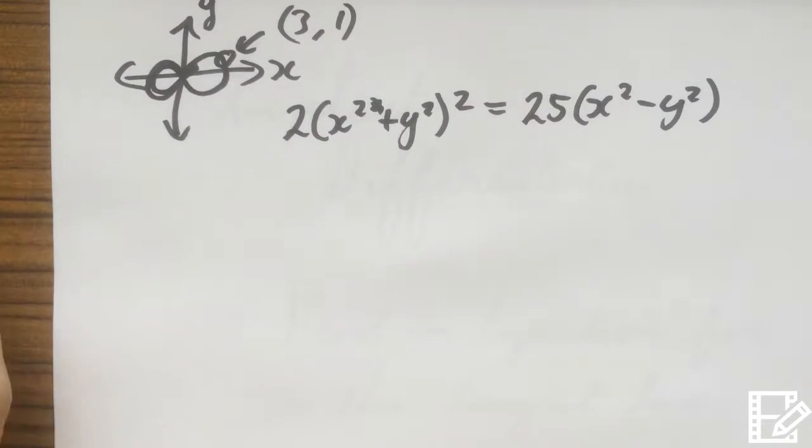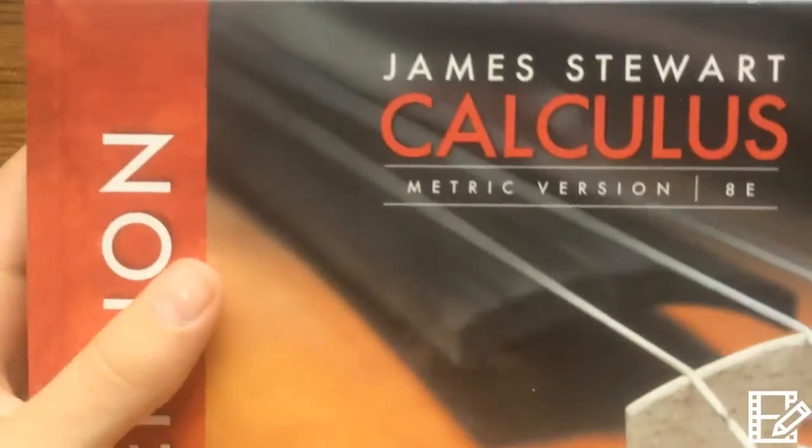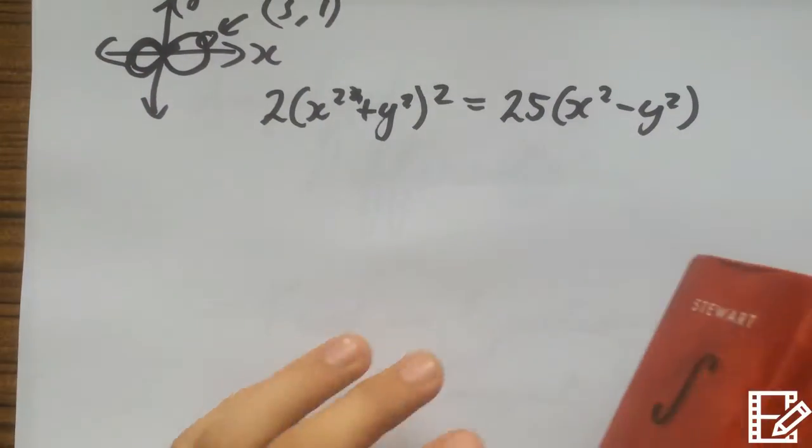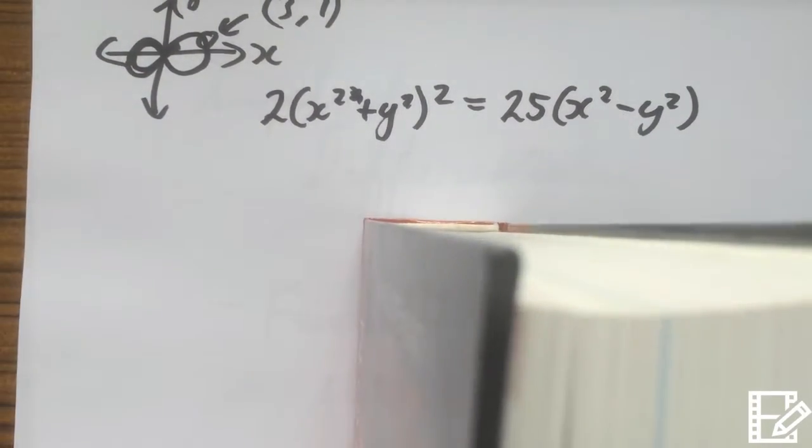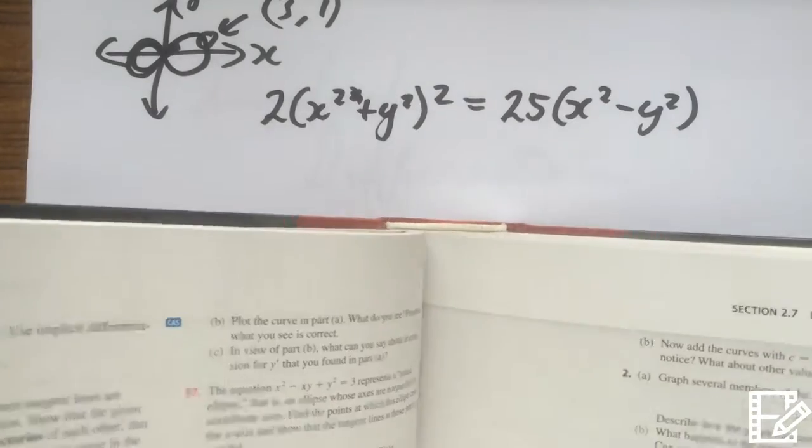Okay, now I got this out of the James Stewart calculus textbook. The people who wrote it is Cengage Learning. Either that G is silent or it's not. But yeah, I got it out of that.